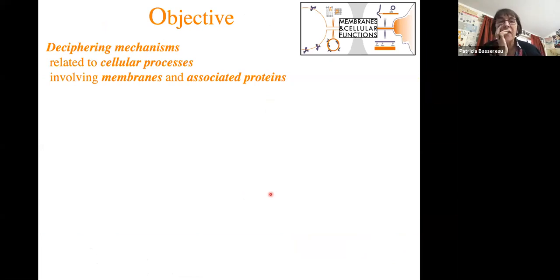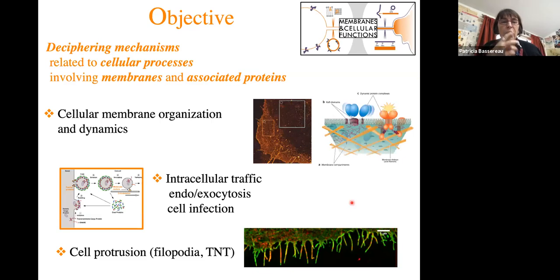The objective that we have is usually to find out about mechanisms which are related to cellular processes, which involve membrane and proteins. We have three main topics in the lab. We work on cellular membrane organization and dynamics. We also have a large part of our project related to intracellular trafficking, endocytosis, exocytosis, and also some cell infection, and projects related to the formation of cellular protrusions like filopodia. You will see at the end of my talk what we do on that.